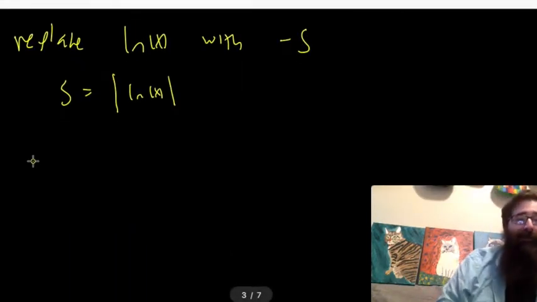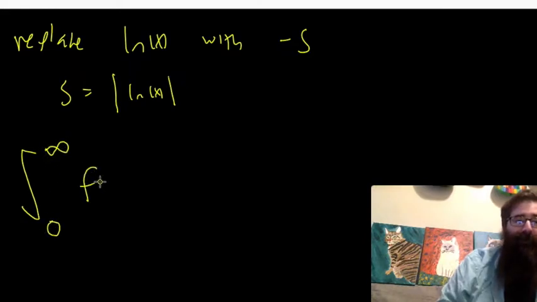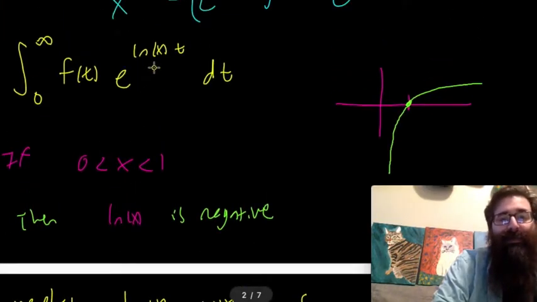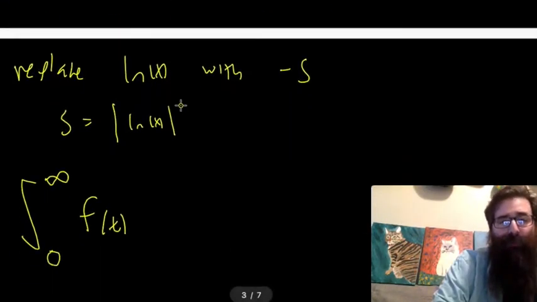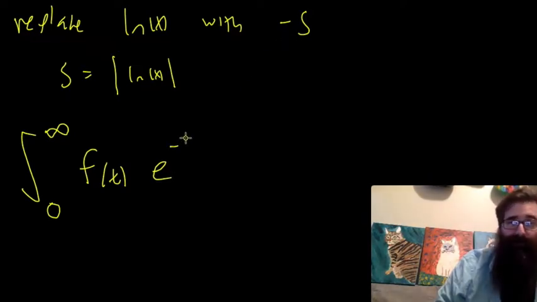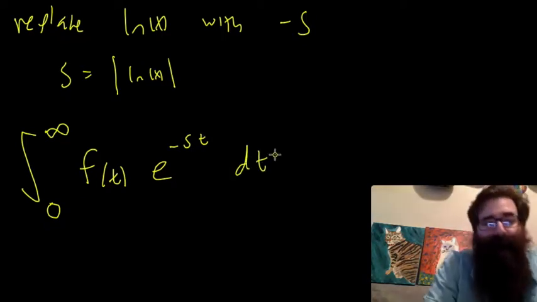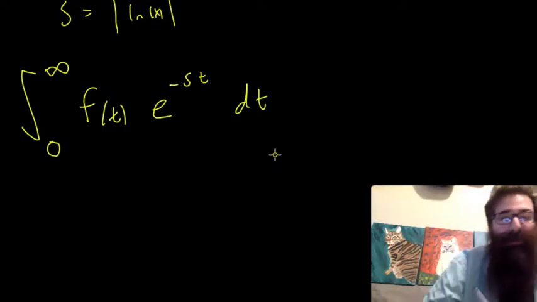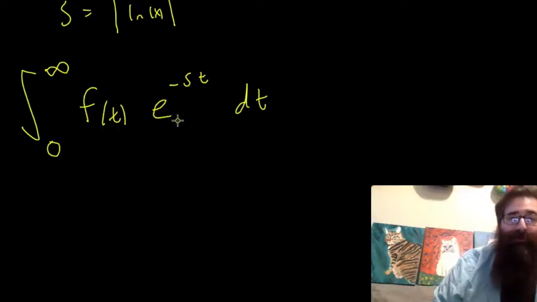Let's put all these things together. We have the integral from 0 to infinity of f of t times e to the ln of x times t power, but we said let's replace ln of x with negative s because it's always going to be negative, and I want the reader, whoever's talking to me about it, to know that it's always going to be negative. So e to the minus st dt. And hopefully this looks familiar. This is our Laplace transform, right? And we would say I'm going to integrate with respect to t.